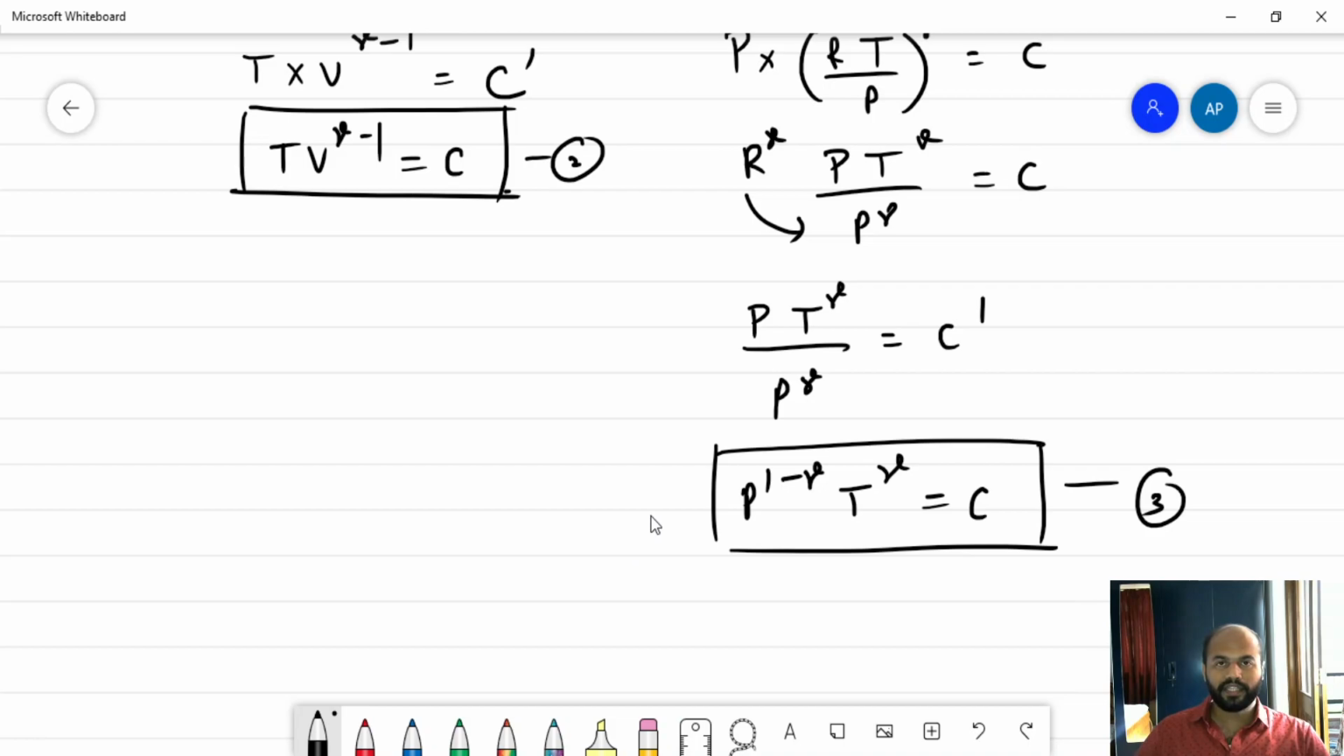Now these are very important relations, because at times we could be given the information between just pressure and temperature, or we could be given between temperature and volume, or in the third case pressure and volume. So according to what is given to us, we have to use these relations and solve the problem.